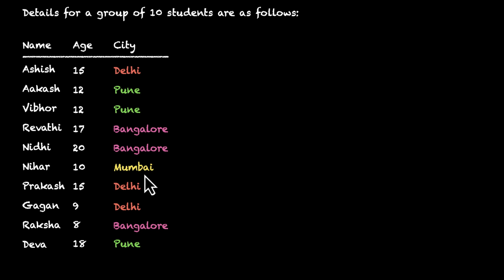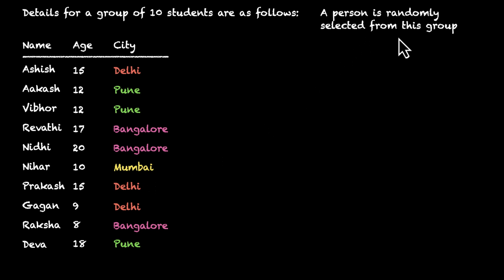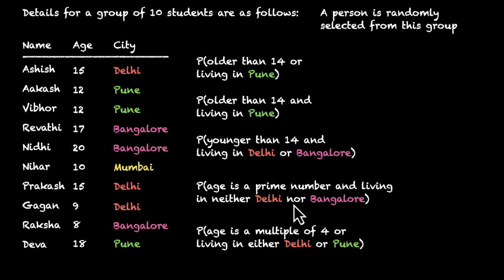There's one, Nihar, that lives in Mumbai. Now here's what we have to do. We're selecting a person at random from this group, and we need to find the probability of some events. Here is the list of events. We have these 5 events that we want the probability of. The first one says that the probability that this person that we're selecting at random is older than 14 or living in Pune. This one says younger than 14 and living in Delhi or Bangalore. This one says age is a multiple of 4 or living in either Delhi or Pune. Now pause the video, try these 5 out, and then we'll do it together.